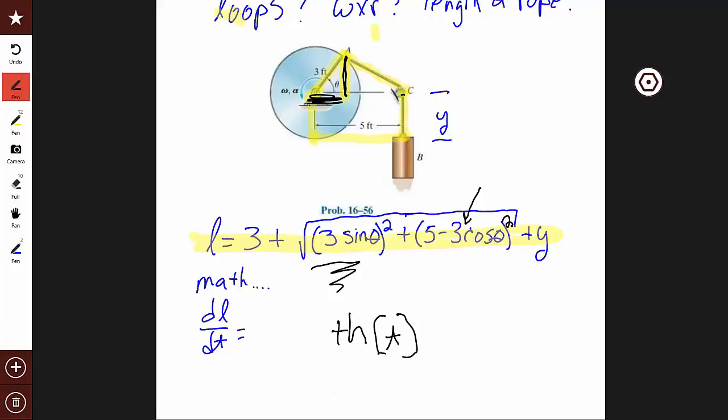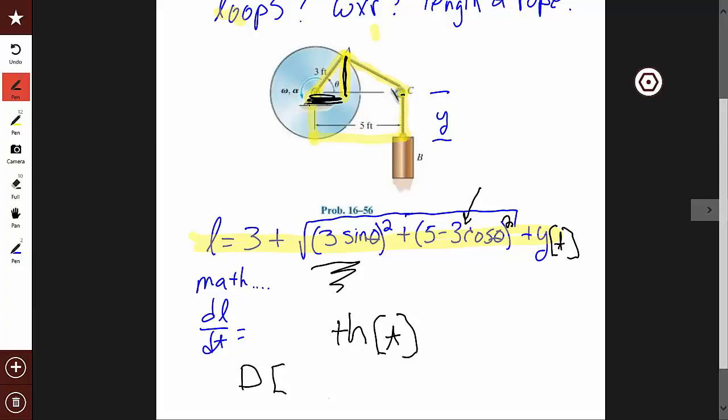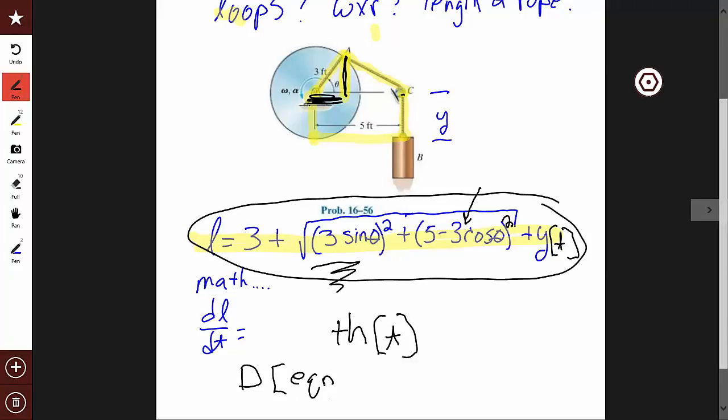Okay? What else has to have a t behind it? The y. So here you would write this as y[t]. And then to take a derivative, you say capital D, bracket, and then you put your equation. So you can actually type this equation, or you can name it something like L1 equal sign, blah, blah, blah. And then you can say take the derivative of L with respect to t. That gets you one derivative. Okay? Once you take the derivative, what do you really want to solve for?